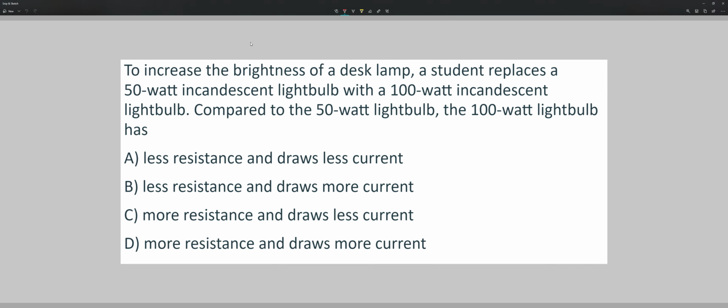To increase the brightness of a desk lamp, the student replaces a 50-watt incandescent light bulb with a 100-watt incandescent light bulb. Compared to the 50-watt light bulb, the 100-watt light bulb has what? Just some little information here. Pretty much every outlet in regular American households provides a voltage of 120 volts. Some European countries provide a voltage of 110 volts, but the standard American voltage is 120 volts, and that's the voltage the outlet provides.